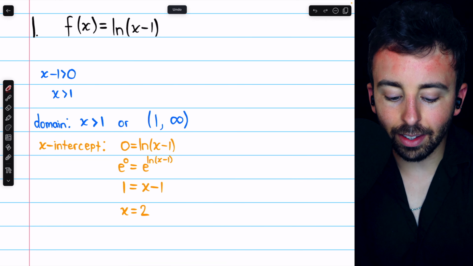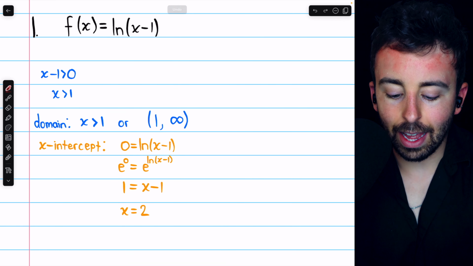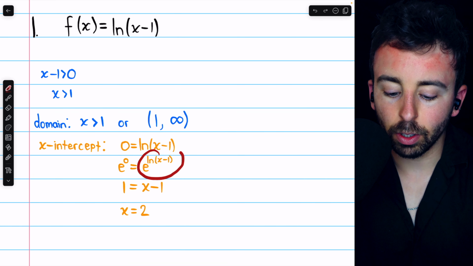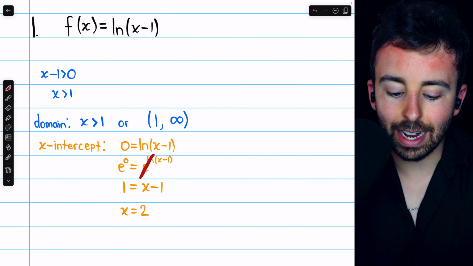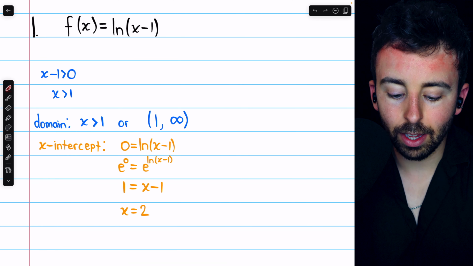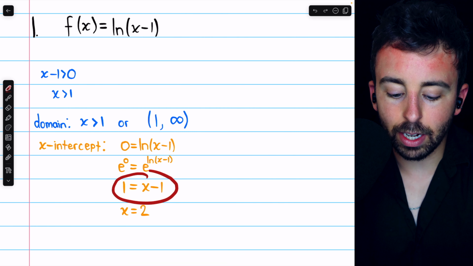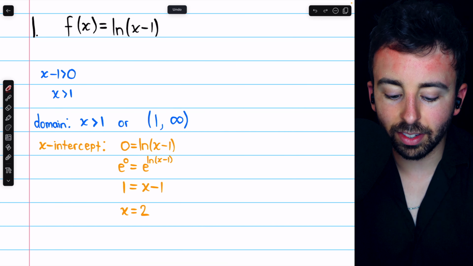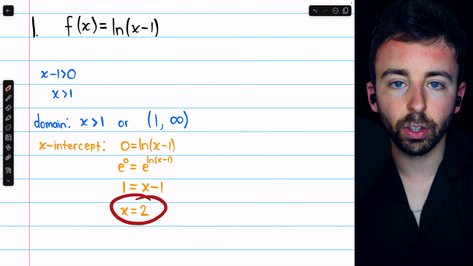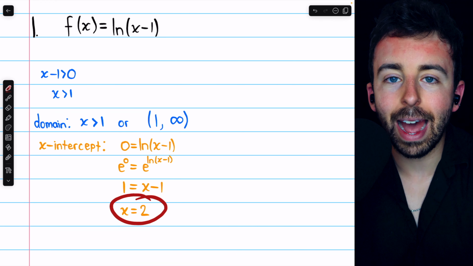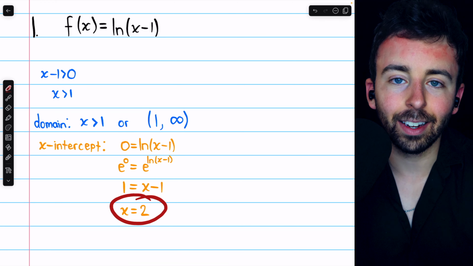Now on the left, e to the 0 is 1. And on the right, e to the natural log of x minus 1, well, e and ln cancel out, that was the whole point, so we're just left with x minus 1. So we have that x minus 1 equals 1, we can add 1 to both sides and find that x equals 2. So that's where this function passes the x-axis, at x equals 2.